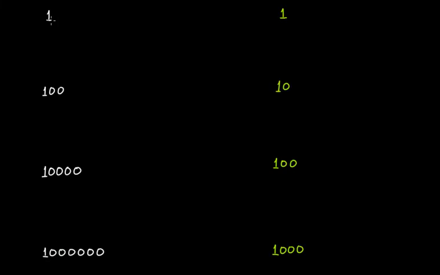The square root of 1 is 1. The square root of 100 is 10. The square root of 10,000 is 100. And the square root of 10 lakh is 1000. Now, if you look at this number, this is a single digit number. The square root of 1 is also a single digit number.